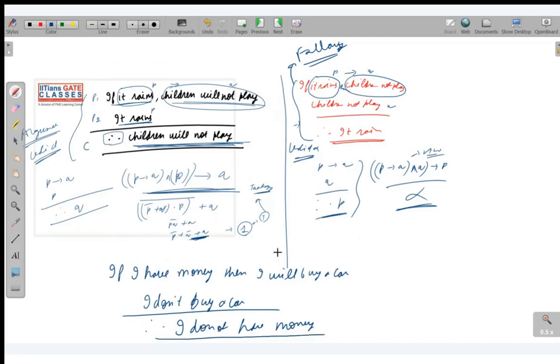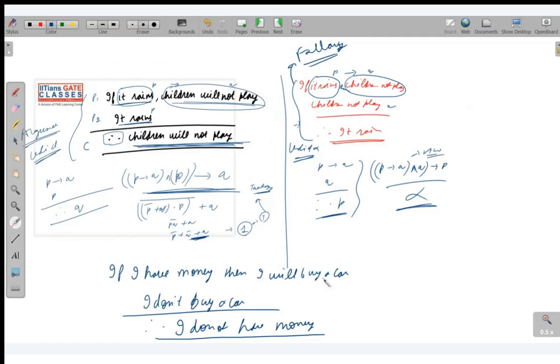This is the general perception of everybody. What is the general perception? If you have money, then you will buy a car. You do not have a car, so everybody will think that you do not have money. That is clearly a fallacy. This is the general thinking of every person, and this thinking is wrong. This is an invalid argument. I have proved it to you. If I have money, then I will buy a car. I do not buy a car, so therefore I do not have money. This is clearly wrong.